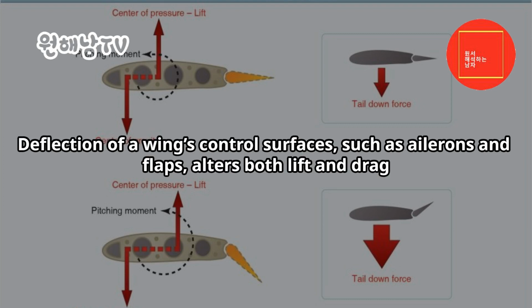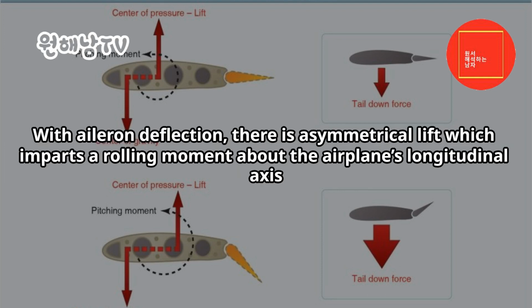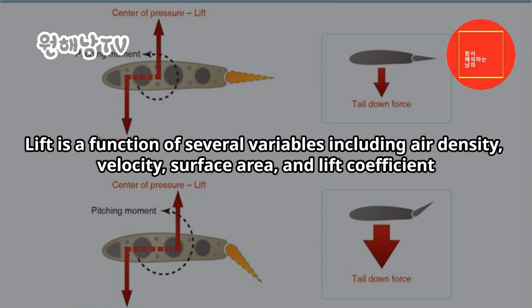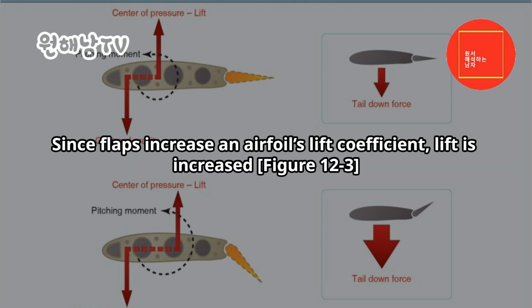Deflection of a wing's control surfaces, such as ailerons and flaps, alters both lift and drag. With aileron deflection, there is asymmetrical lift, which imparts a rolling moment about the airplane's longitudinal axis. Wing flaps act symmetrically about the longitudinal axis, producing no rolling moment. However, both lift and drag increase, as well as a pitching moment about the lateral axis. Lift is a function of several variables including air density, velocity, surface area, and lift coefficient. Since flaps increase an airfoil's lift coefficient, lift is increased.